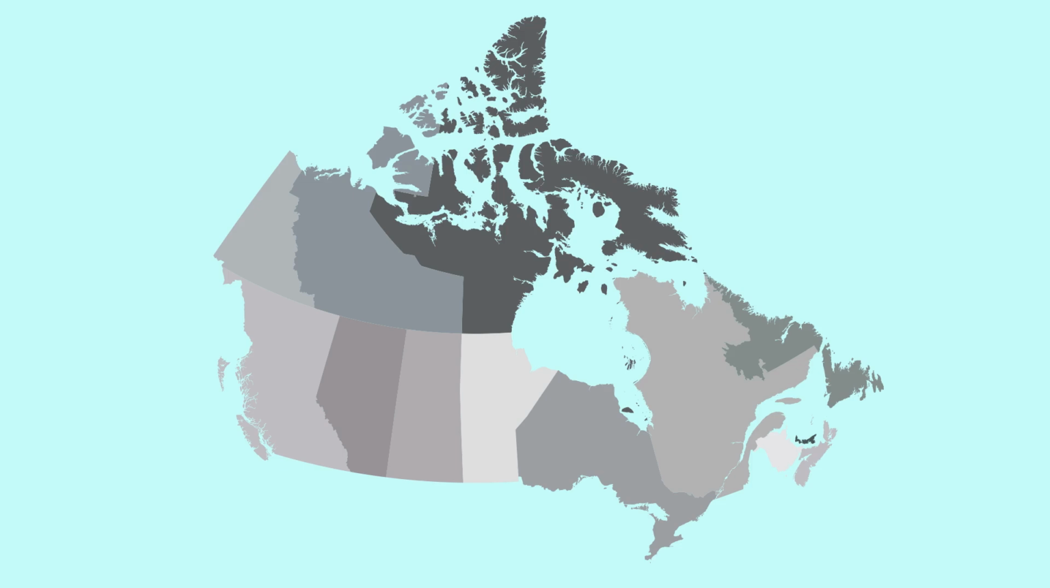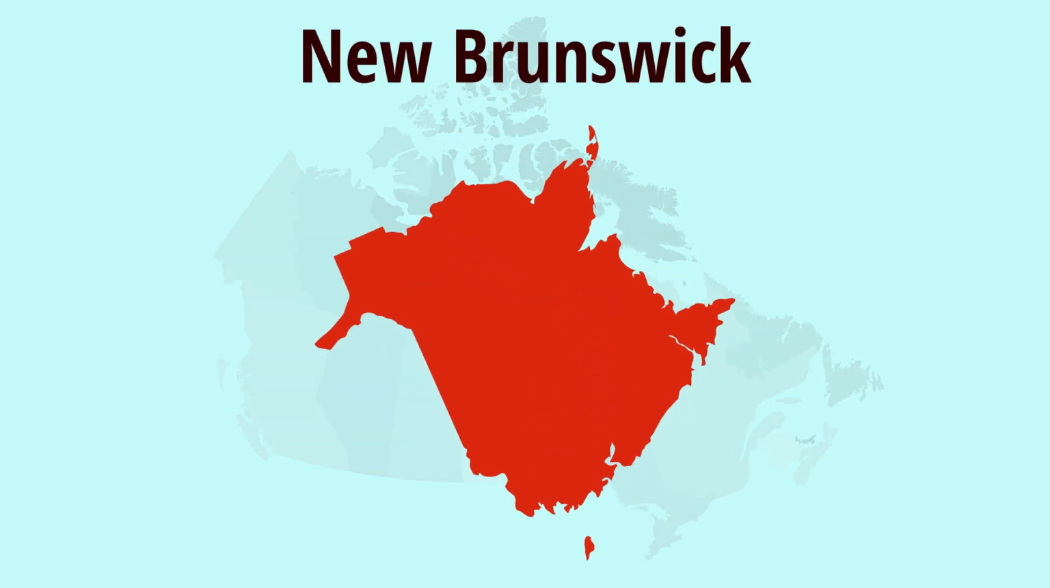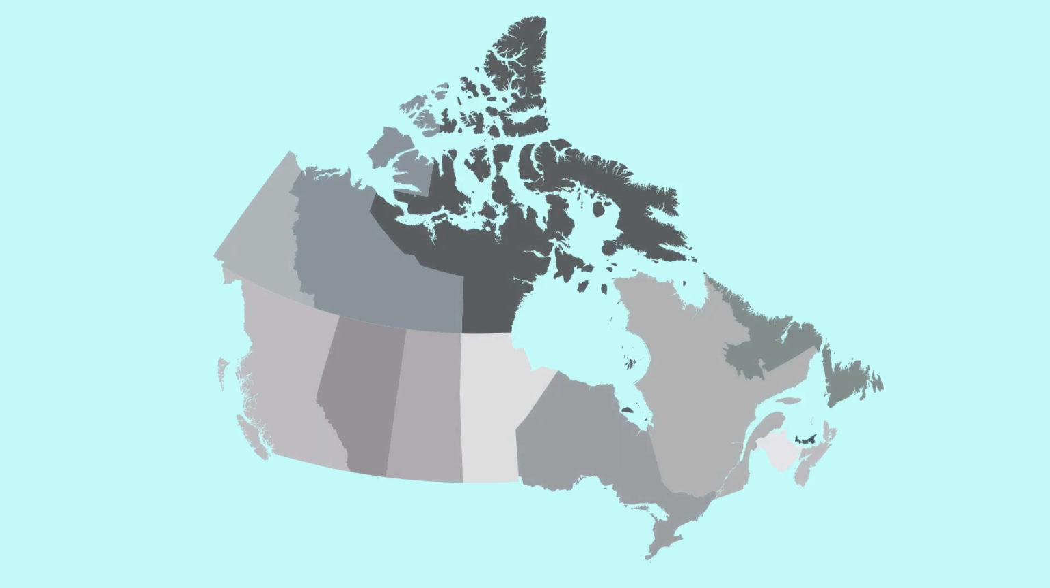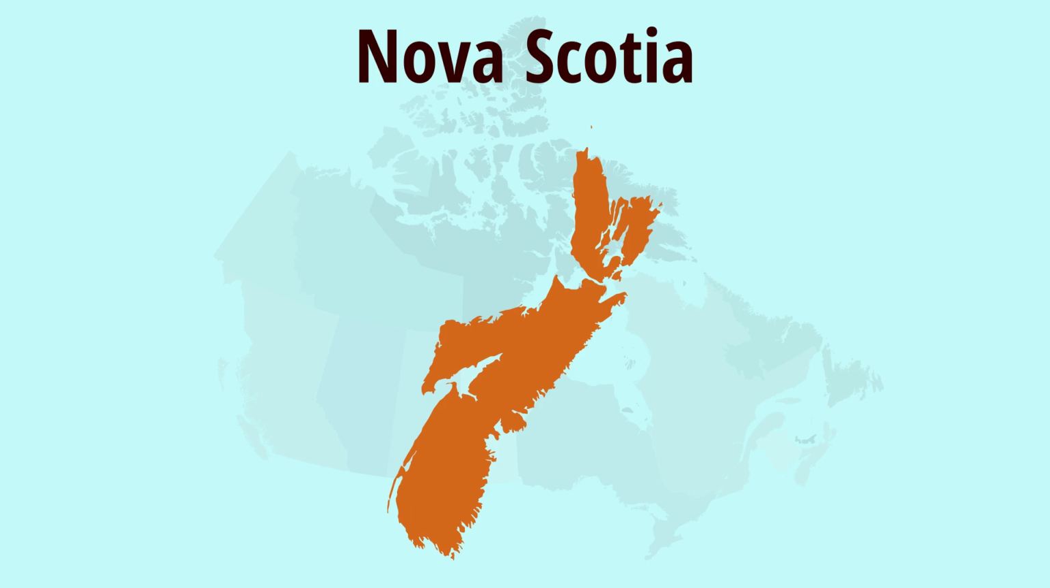So just east of Quebec and to the south, when we look at our map, we see a small province called New Brunswick. New Brunswick. It sounds like one word, but it's two. Now the capital is called Fredericton. Okay, the next province over is Nova Scotia. The T in Scotia sounds like sh. Nova Scotia. The capital of Nova Scotia is Halifax.